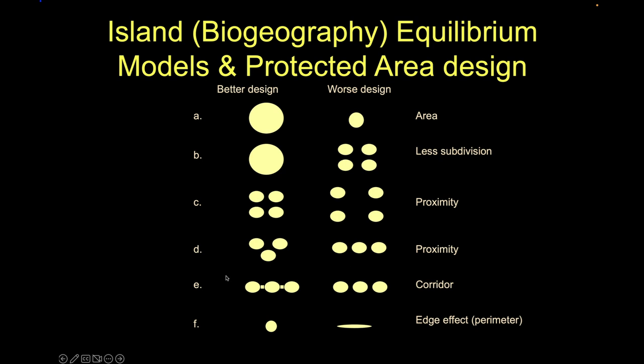And having facilitated movement between protected area 1 and protected area 2 is better than not having facilitated connectivity between the two. Think of a wildlife crossing or a wildlife bridge, which we'll see later in the semester. And if we can minimize edge effects, that's better. The ultimate minimization would be a circle. We can't always get a circle, but that's better than something super long and thin, where essentially the whole area is an edge.